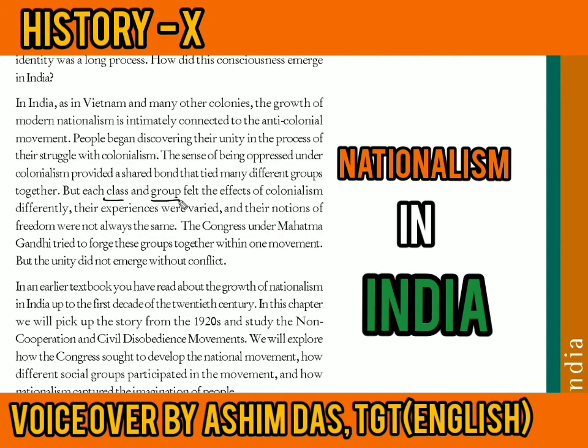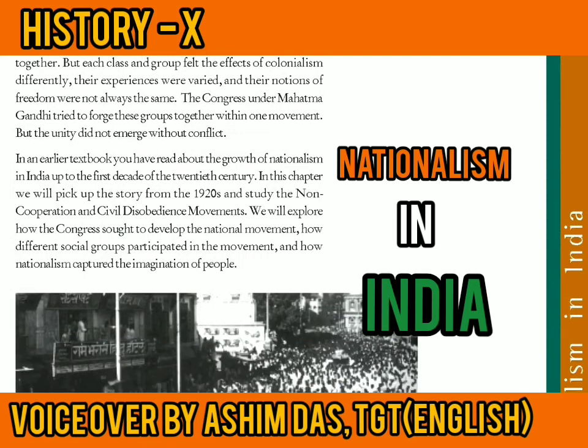So here we come to know about the problems that came up while bringing the people of India together, because they were also divided by class and by different groups. So I believe all of you have understood all this. Now let us see what we learned earlier. In the earlier textbook, we also read about the growth of nationalism after the first decade of the 20th century. And in this chapter we'll see the problems that came up after the 1920s, and we'll also study the non-cooperation movement and the civil disobedience movement mainly.